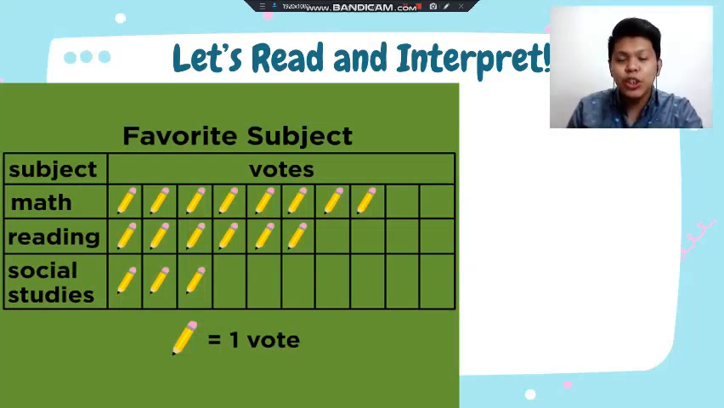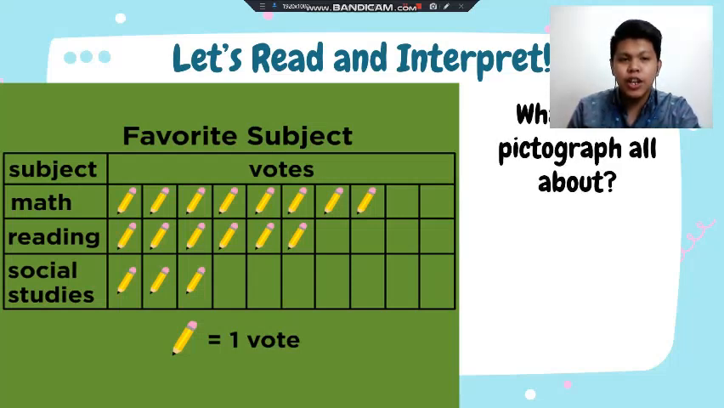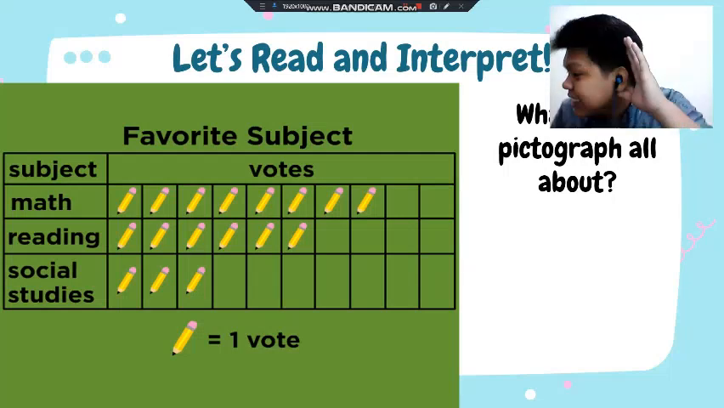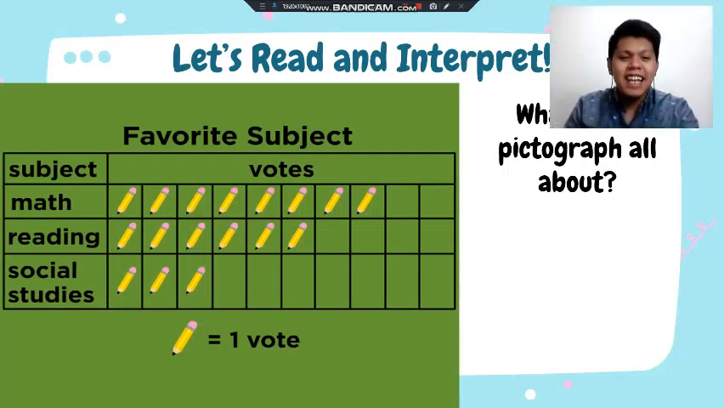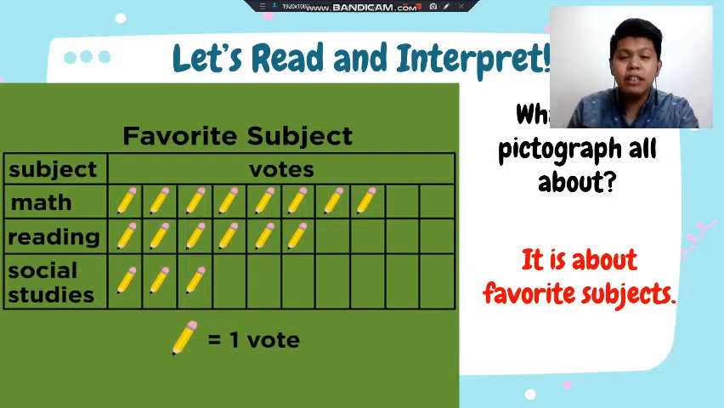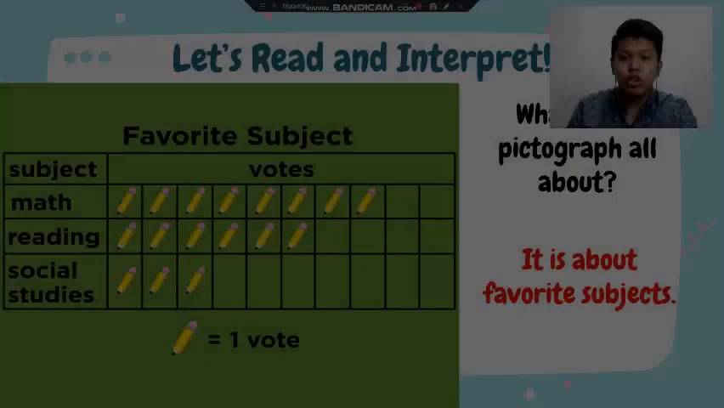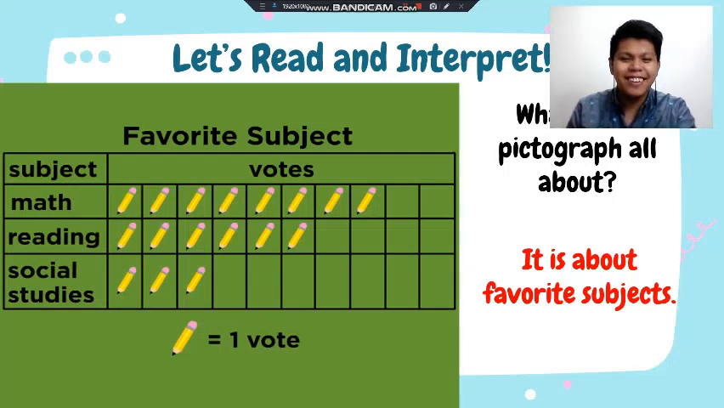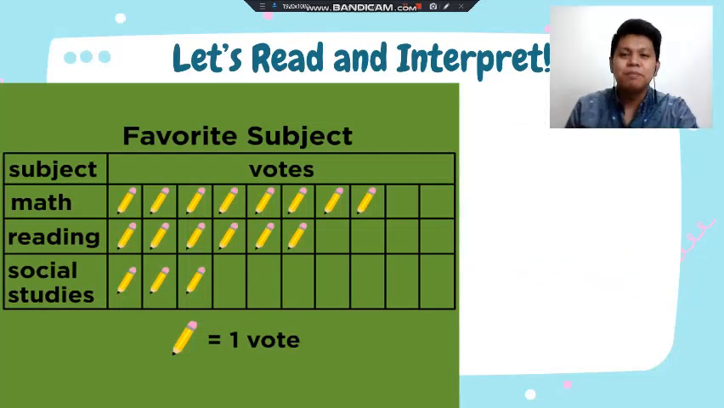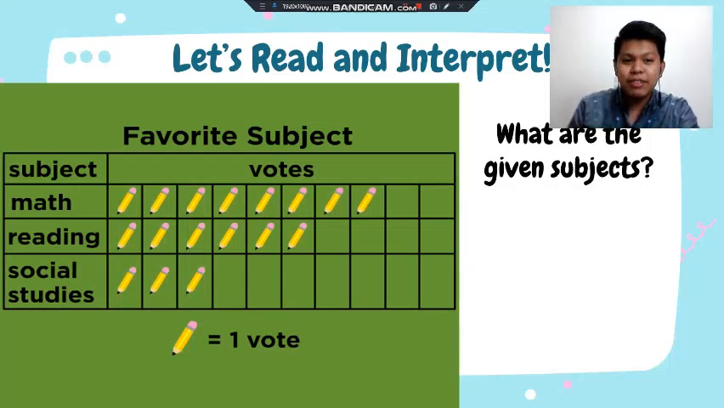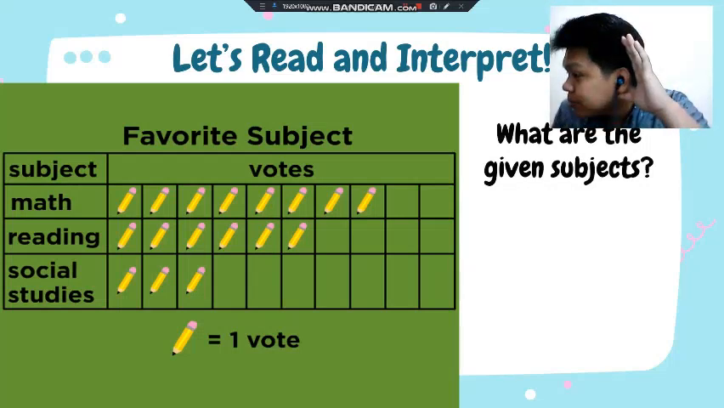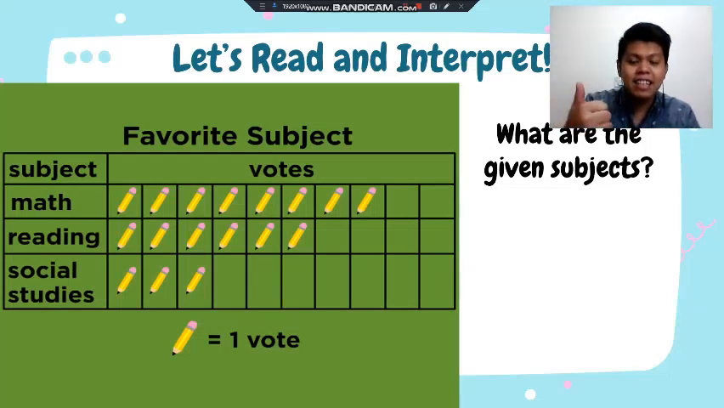Let's try to answer some of these questions. What is the pictograph all about? Right, the pictograph is all about favorite subjects. Do you have a favorite subject? Well, that's great. Next question. What are the given subjects? Math, reading, and social studies. So these are the only subjects that you will be able to choose.